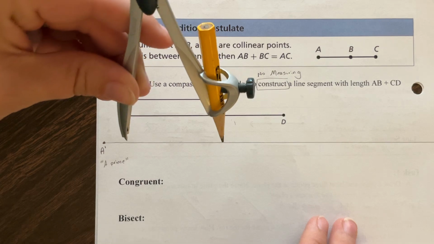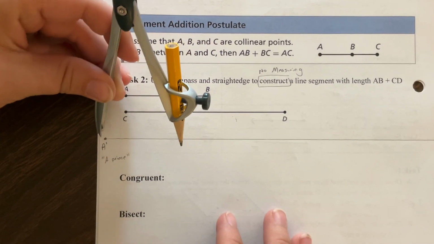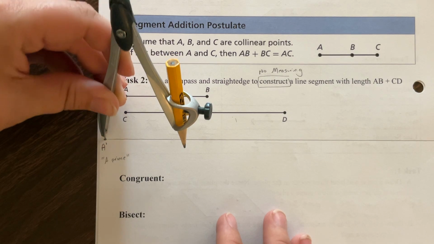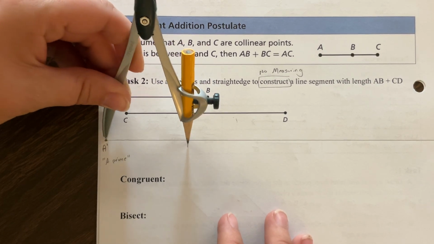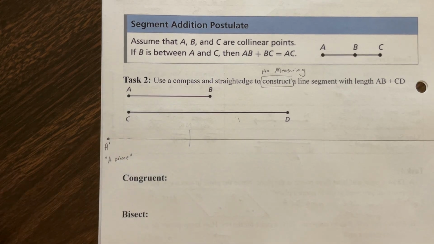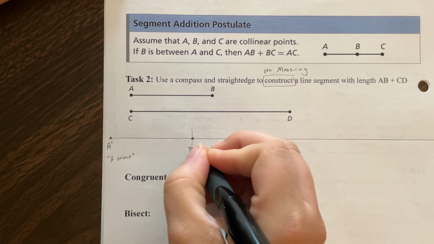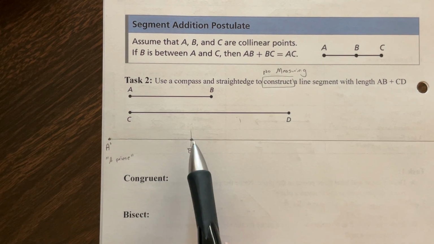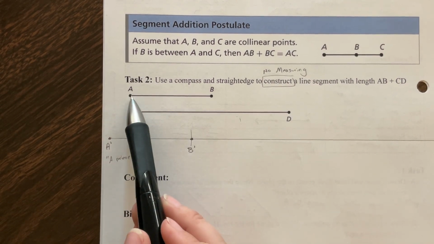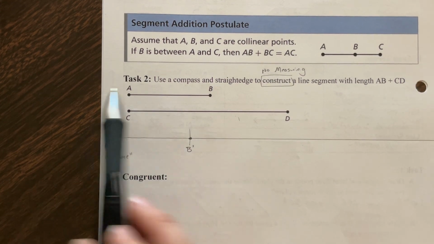So now without moving my compass, without changing how wide it is, I'm going to come down here. I'm going to put it on A prime, and I'm going to make a little arc or notch where B prime should be. So B prime should be here. So there is my line segment. What I did is I basically made a copy of this segment down here. So from here to here would be the same length as from here to here.